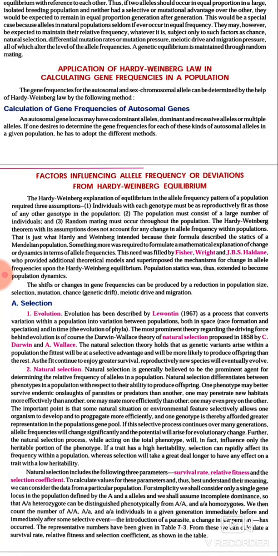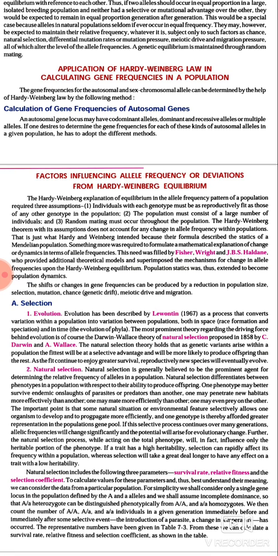The shifts or changes in gene frequency can be caused by a reduction in population size, selection, mutation, chance, meiotic drive, and migration. First is selection. It involves evolution and natural selection. Evolution has been described as a process that converts variation within a population into variation between populations, both in space and in time.